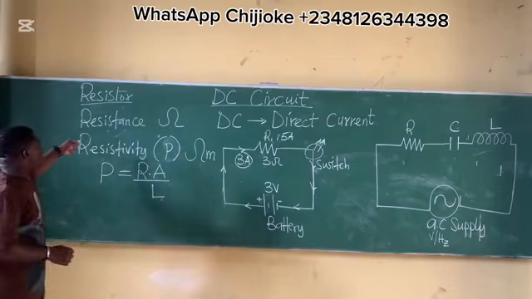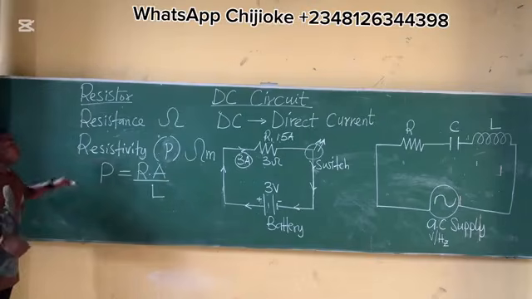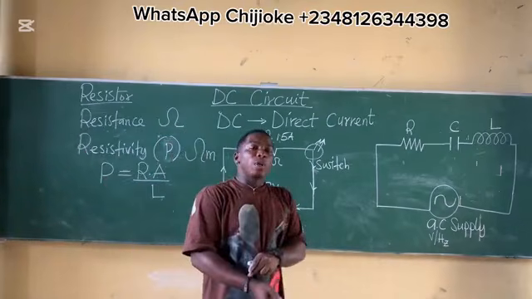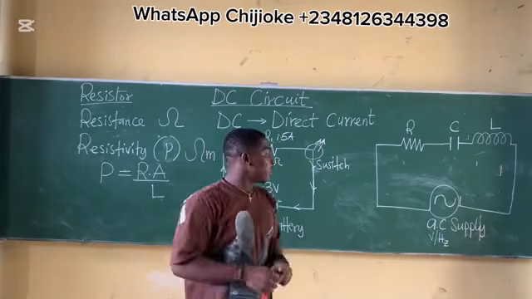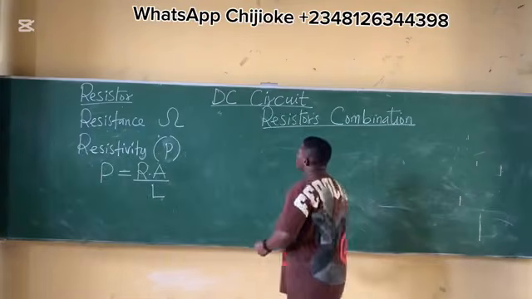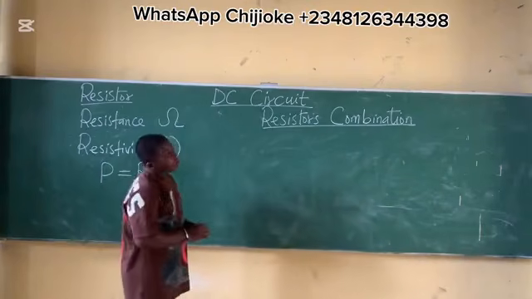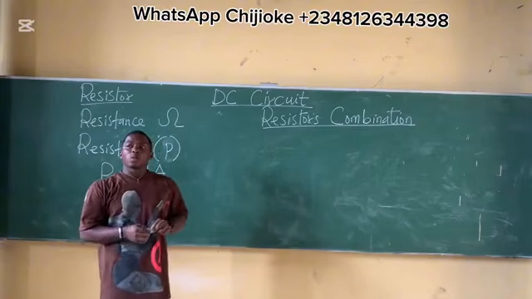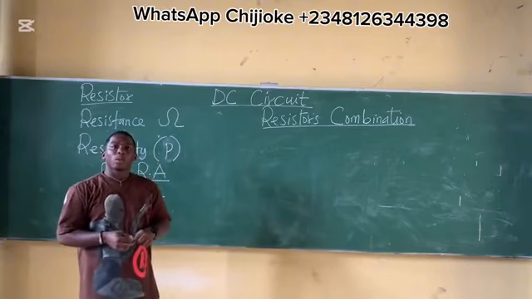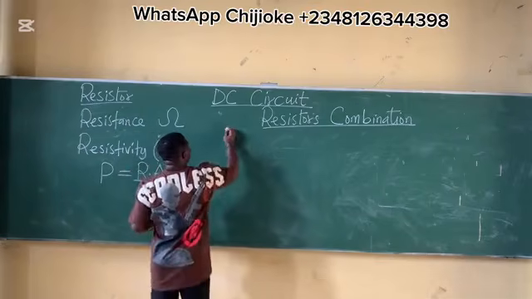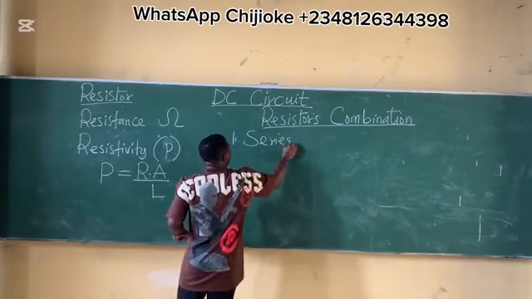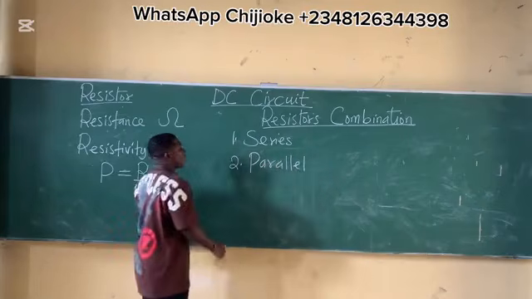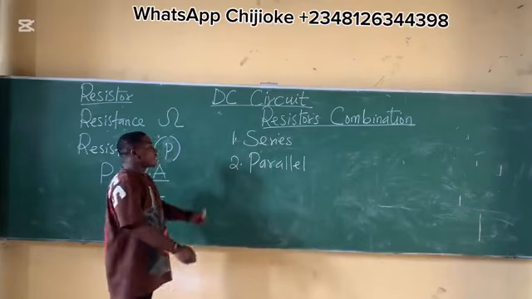We've looked at resistors, definition, resistance, resistivity. I want to take it sequentially. Let's look at resistor combination. That is the most important aspect: knowing how to reduce circuits. Resistors can be combined in series or parallel. Some textbooks refer to it as resistor arrangements. They can be arranged or combined in series or parallel.